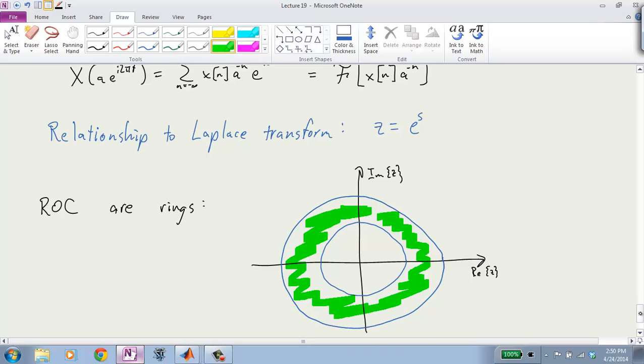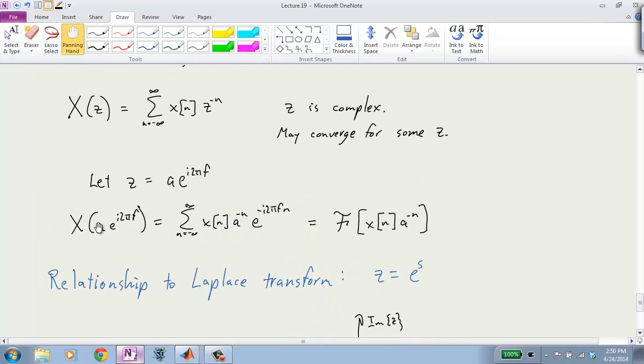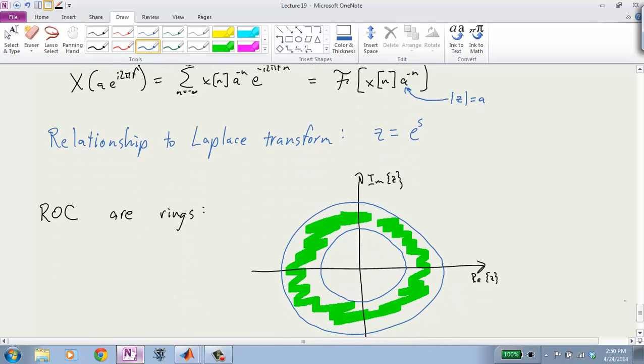Again, you can see exactly why that's the case, because the magnitude of z is what I'm calling a here. That's the magnitude of z. And you see that we're talking about Fourier transforms of your signal times some exponential, but now that exponential is characterized by the magnitude of z, not the real part. In the Laplace transform, it was the real part of s that caused the exponential. In the z transform, it's the magnitude of z. So this here, magnitude of z, right, equals a. So, of course, the magnitude of z is what's going to determine whether it converges or not here. Okay?